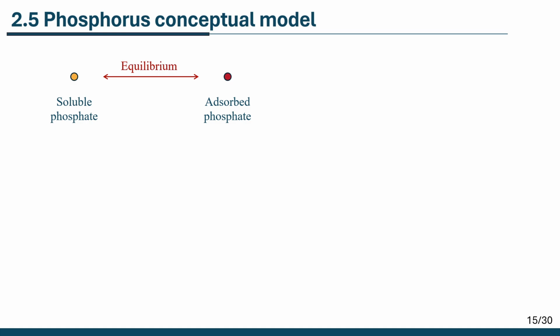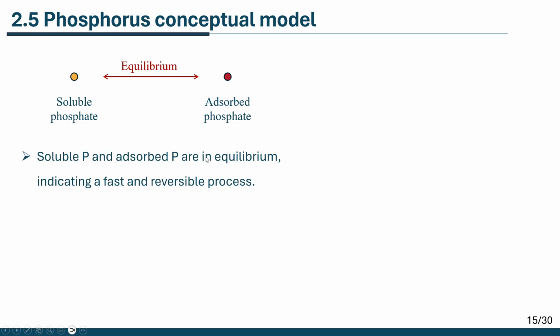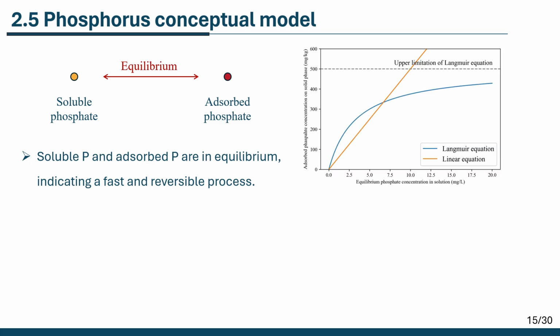Alright, we know that soluble phosphate and sorbed phosphate are in equilibrium. But how do we describe this equilibrium? We have a few options, and in the end, we decided to use both the Langmuir equation and the linear equation to explain this process. Looking at this figure in the upper right, it illustrates the difference between the two equations.